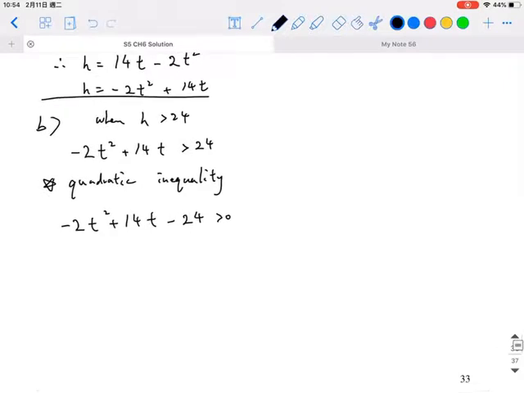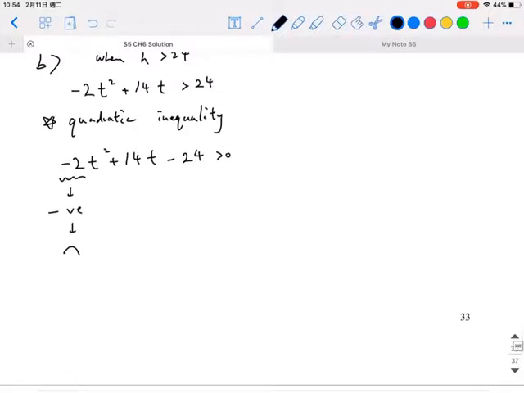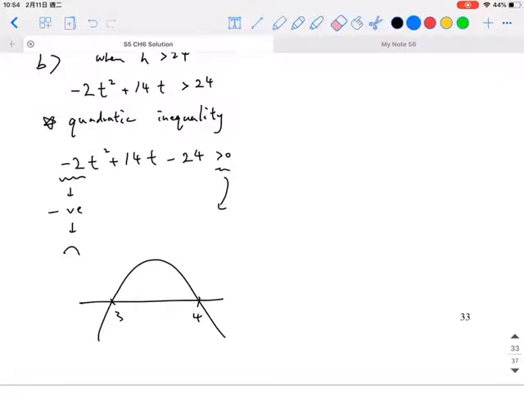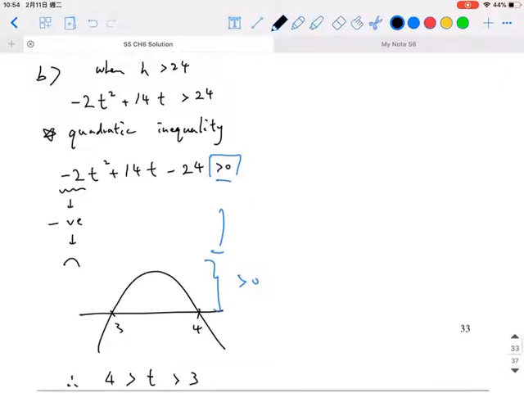And then we don't forget to draw a graph. It is because the coefficient of t squared is negative, so it's a frown curve. So after you sketch the curve, you can find the root is 3 and 4. So as second one is greater than 0, so we just want the upper part. So draw the conclusion. It should be so t should be between 3 and 4. Okay, so that's the end of part B.